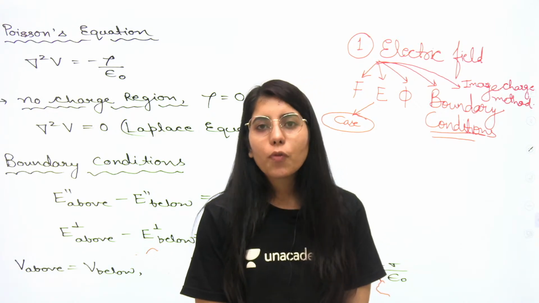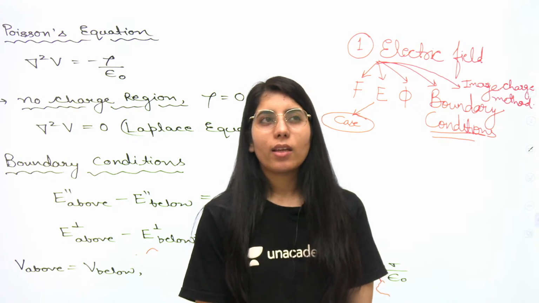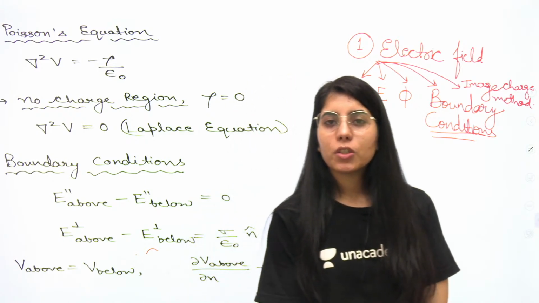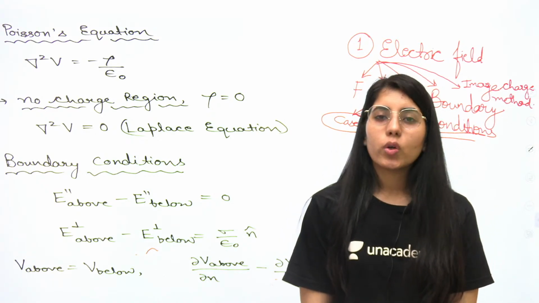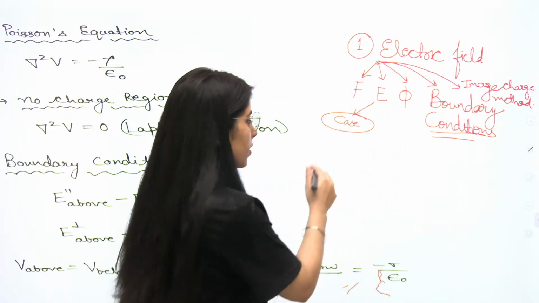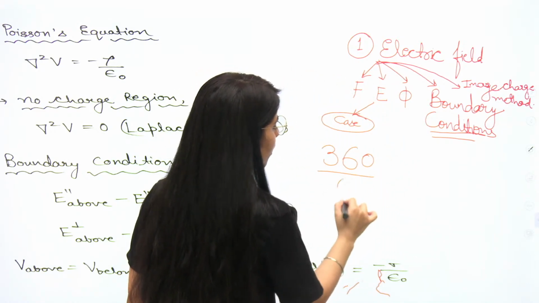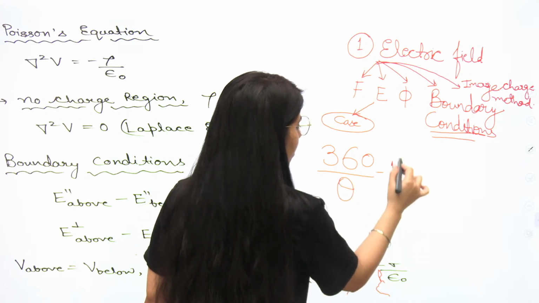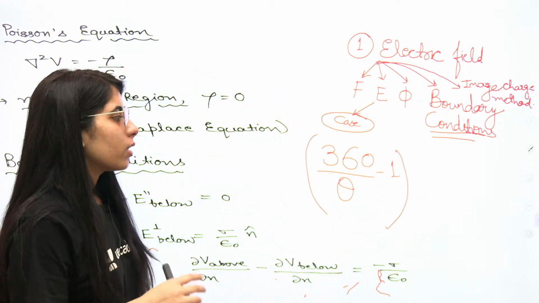What is the number of image charges you will have for any number of sheets arranged at an angle theta? The expression will be 360 upon theta minus 1.